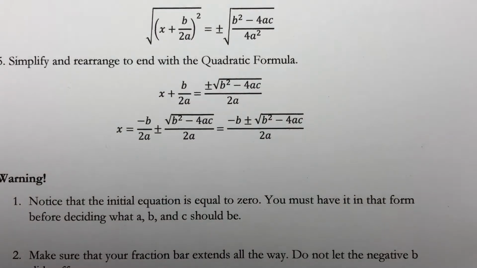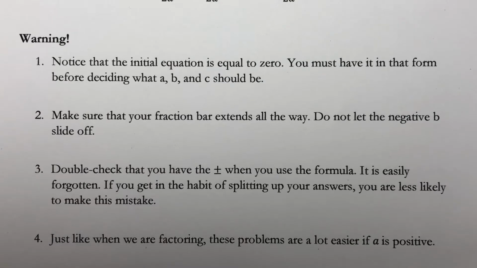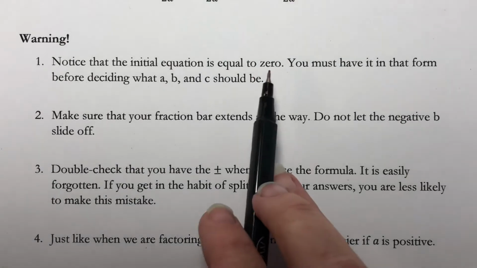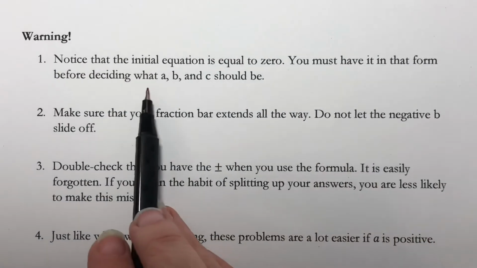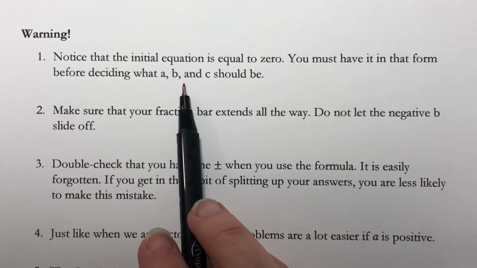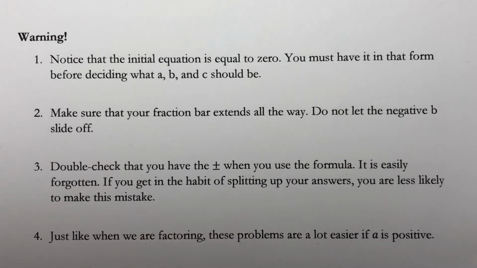A couple of things I want to point out about the quadratic formula when it comes to using it. You notice that the initial equation is equal to 0. Right up here, it's equal to 0. If you don't have that, your a, b, and c are going to be wrong. So your signs will be messed up and it will change everything. So make sure you have that 0.